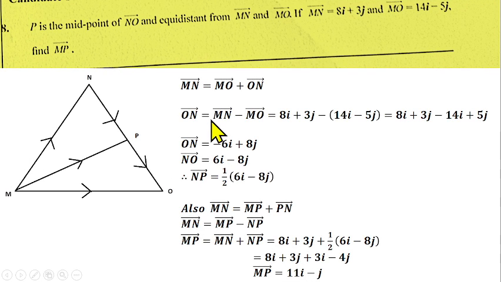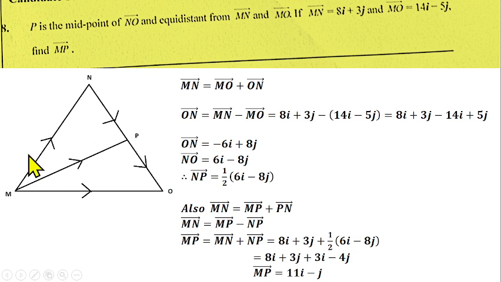Let's go to question number 8. Question number 8 is from vector, and it's related to the triangular law of vector, which is talking about the addition and the subtraction of vector. Now we are told that P is the midpoint of vector NO and equidistant from vector MN and MO. If vector MN is equal to 8i plus 3j and vector MO is equal to 14i minus 5j, you have to find vector MP. So it's quite simple.